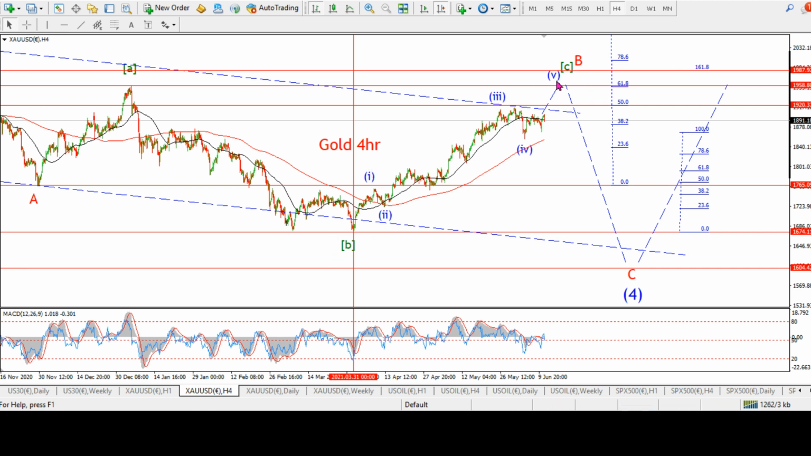Maybe we get a break to a new high above 1950, maybe, to top out at wave 5 of C. And then we should turn into wave 4. But there is the possibility that wave 5 is already done and we have a running flat correction here. Move into the hourly count and I'll show you that.